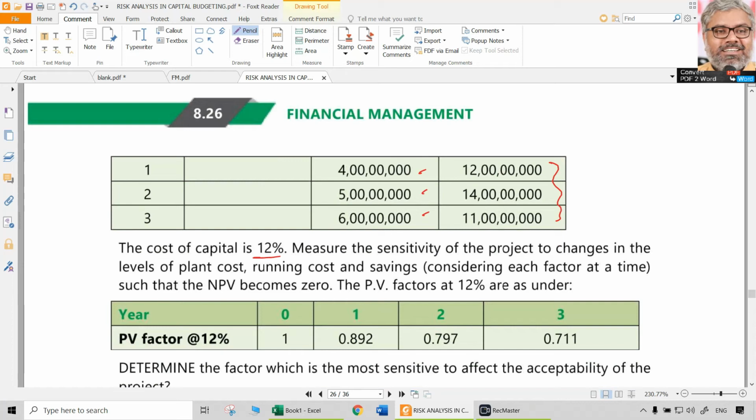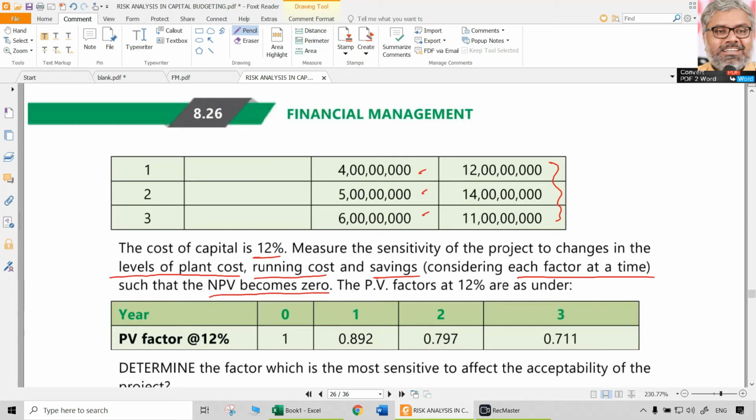Measure the sensitivity of the project to changes in the levels of plant cost, running cost and savings, considering each factor at a time, such that NPV becomes 0. This is another way of doing sensitivity analysis. Now, at what level of the initial plant cost will NPV become 0? At what level of the running cost does the NPV become 0? At what level of the savings does the NPV become 0? That has to be calculated.